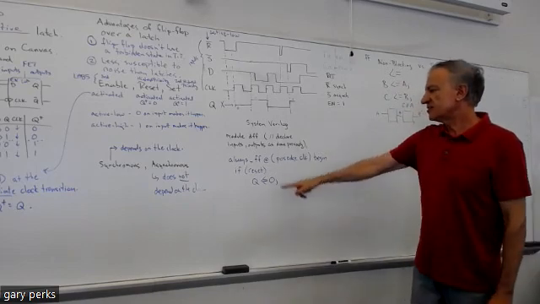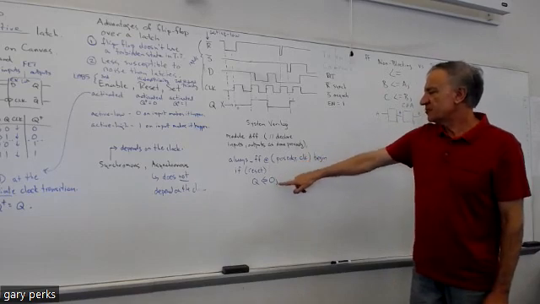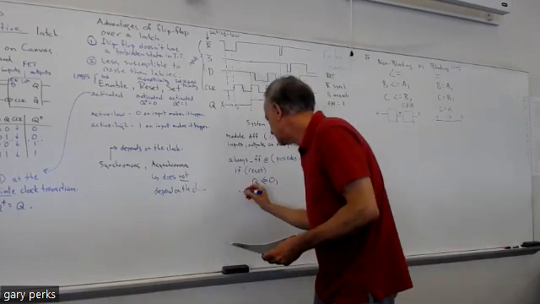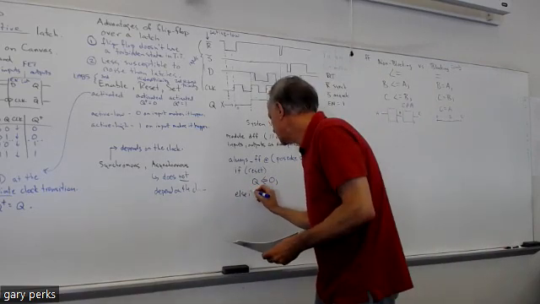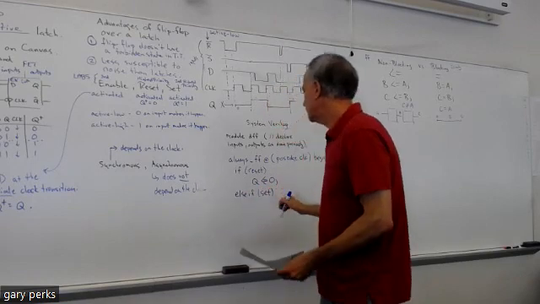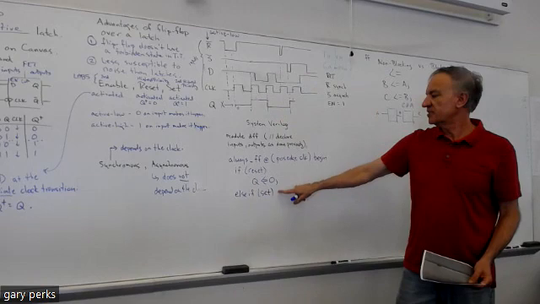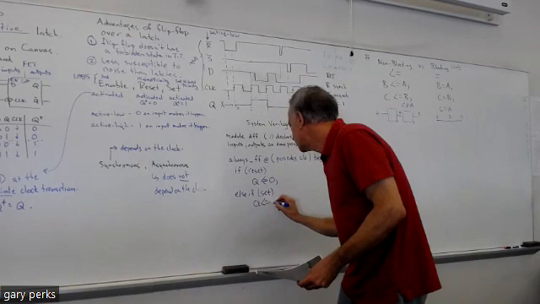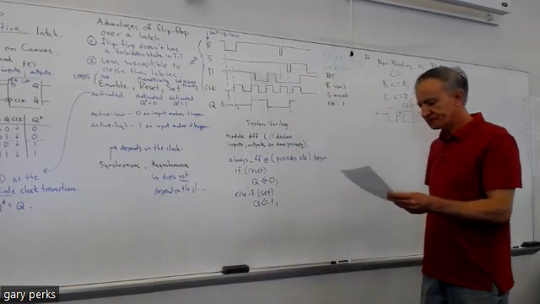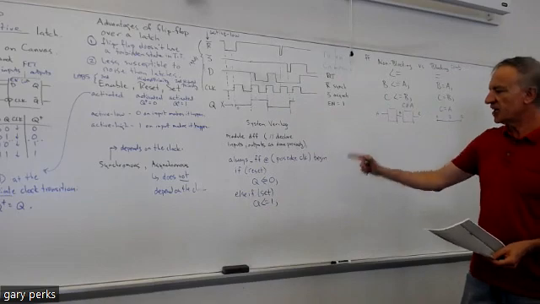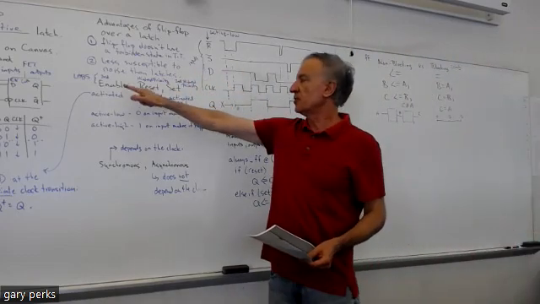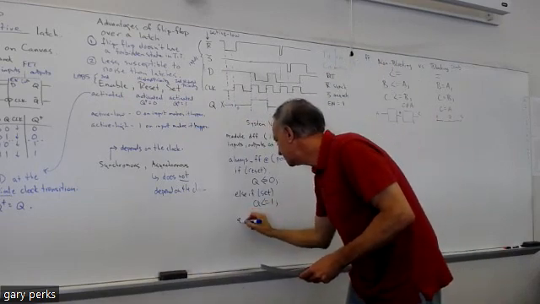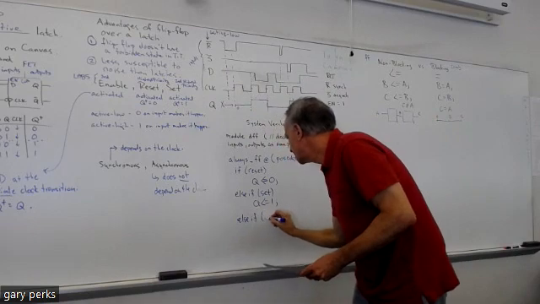Okay, but let's get back to this. So we would have if reset, make Q 0, else if set. This would make set second priority because it comes after reset. Q assigned to 1. If we're not resetting and we're not setting, that's when we're going to load or enable. So we would put else if enable.